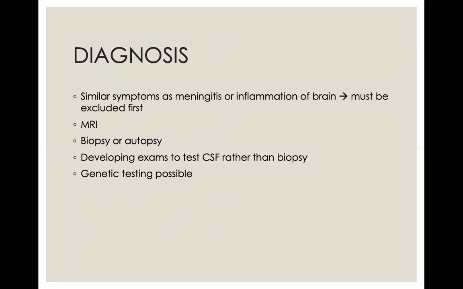MRI is also taken to see if the problem arises from a stroke or tumor rather than from Creutzfeldt-Jakob disease. And they can help confirm CJD based on characteristic plaques and degeneration in the brain. Currently, the only way to diagnose a patient with CJD is with a biopsy of brain tissue or an autopsy.